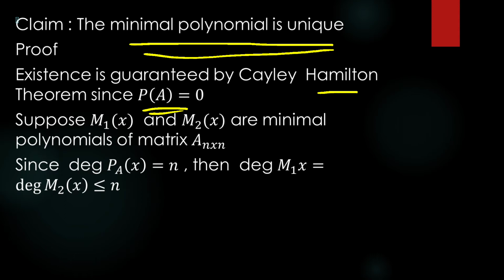So what do we need now? We need to introduce two different minimal polynomials, minimal polynomial 1 and minimal polynomial 2. We just need to show that these minimal polynomials, for one square matrix, are the same thing. They are not two different minimals. If we can prove that, then we have shown that minimal polynomials are unique.